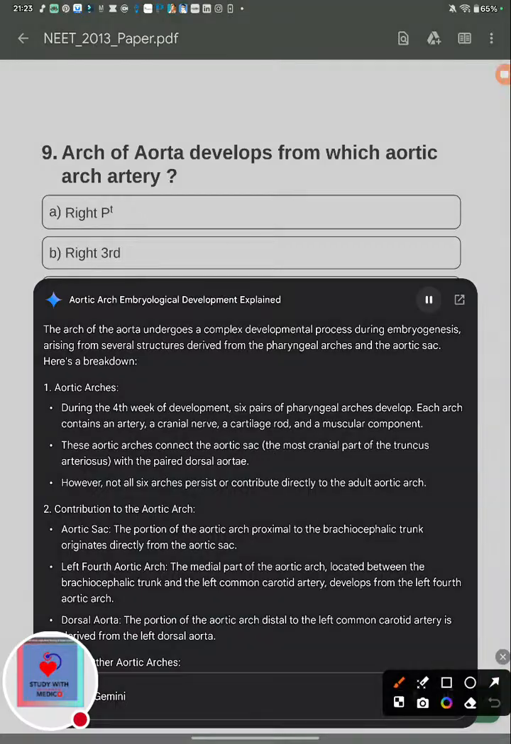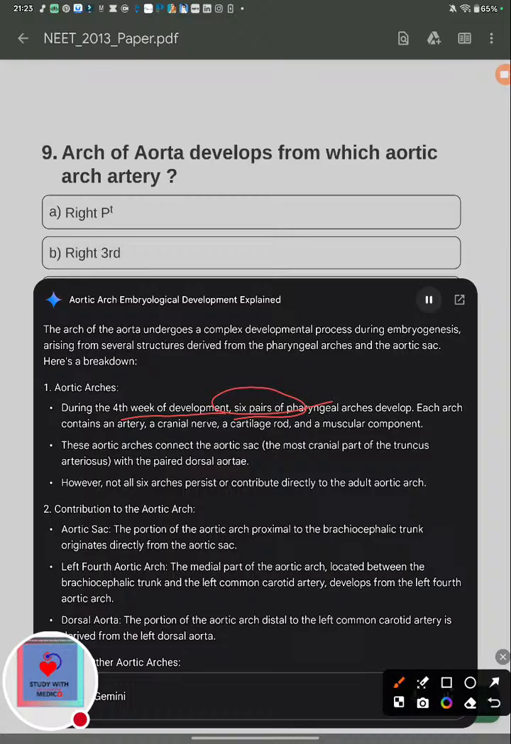The arch of the aorta undergoes a complex developmental process during embryogenesis, arising from several structures derived from the pharyngeal arches and the aortic sac. Here's a breakdown. 1. Aortic arches. During the fourth week of development, 6 pairs of pharyngeal arches develop. Each arch contains an artery, a cranial nerve, a cartilage rod, and a muscular component. These aortic arches connect the aortic sac, the most cranial part of the truncus arteriosus, with the paired dorsal aortae. However, not all 6 arches persist or contribute directly to the adult aortic arch.